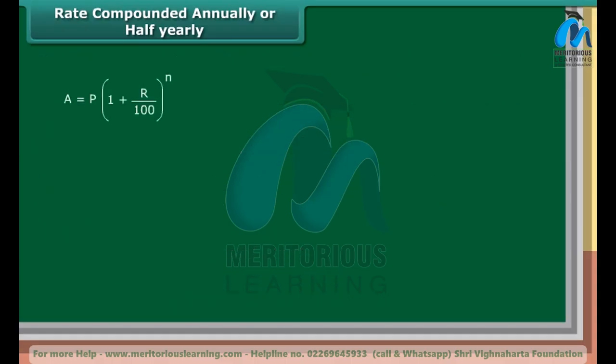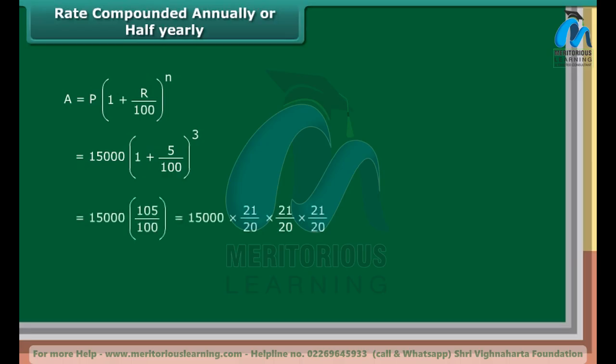A is equal to P into 1 plus R upon 100 whole raised to n, which is equal to 15,000 into 1 plus 5 upon 100 raised to the power 3, which is equal to 15,000 into 105 upon 100, which is equal to 15,000 into 21 upon 20 into 21 upon 20 into 21 upon 20, which is equal to 17,364.37 rupees.